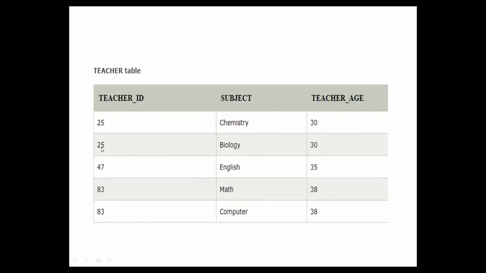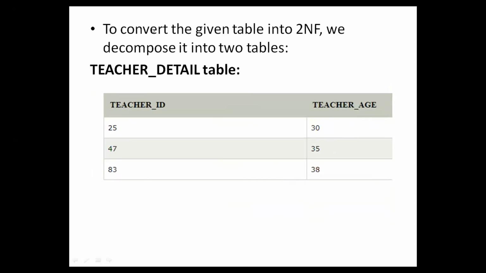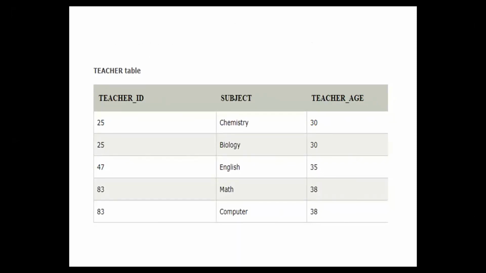If you take the teacher ID 25 here, this teacher teaches chemistry, and also this teacher teaches biology. And again, this teacher takes maths and this teacher also takes computer, right? So now to convert the table into second normal form, we will have to decompose the table into two tables first, right? You will have to decompose the table into two tables. So how do I decompose them?